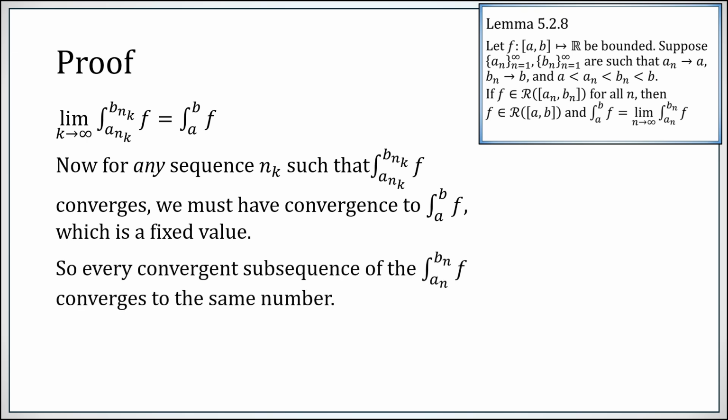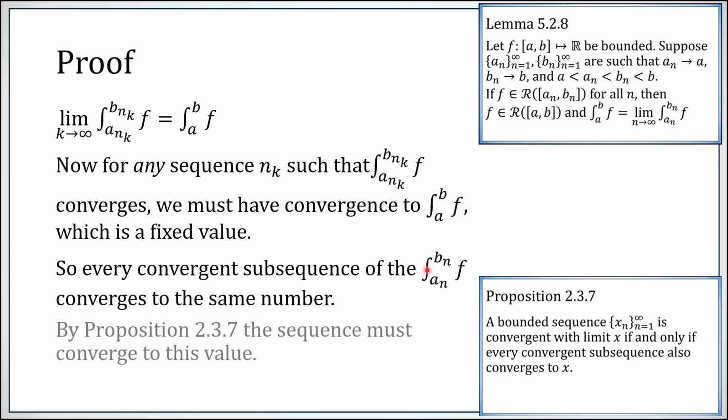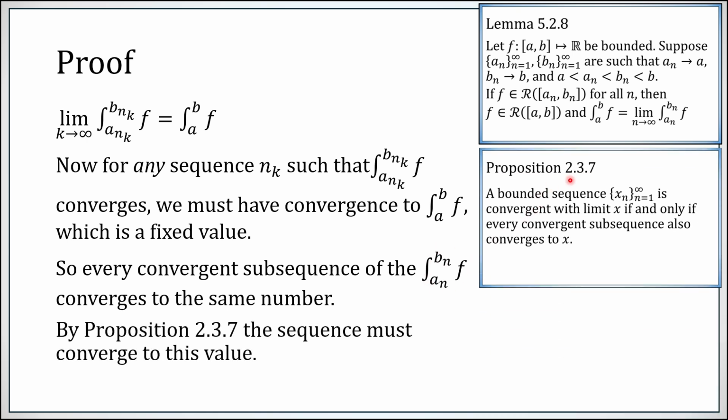So every convergent subsequence of the sequence of integrals converges to the same thing. Way back when, Prop 2.3.7: if a sequence is bounded, it's convergent if and only if every convergent subsequence converges to the same thing. And we just showed this bounded sequence has the property that every convergent subsequence must be converging to the same thing. Therefore, this sequence overall is converging, and it's converging to that thing. Finishing the proof of Lemma 5.2.8.